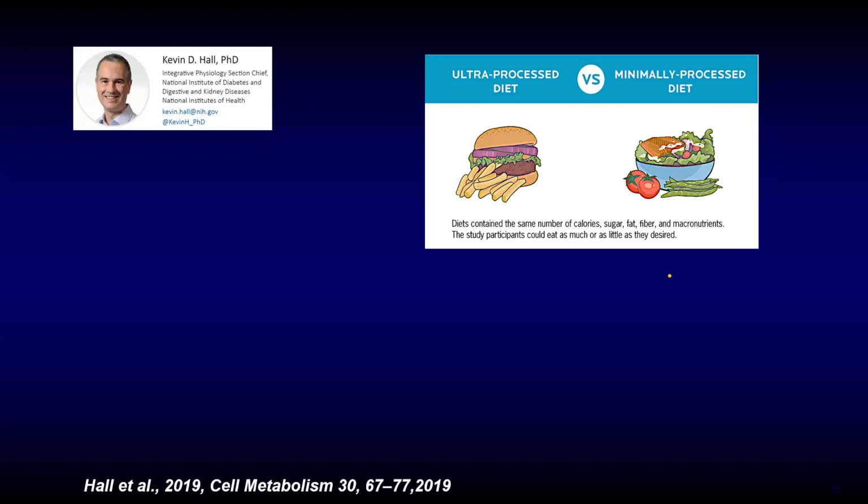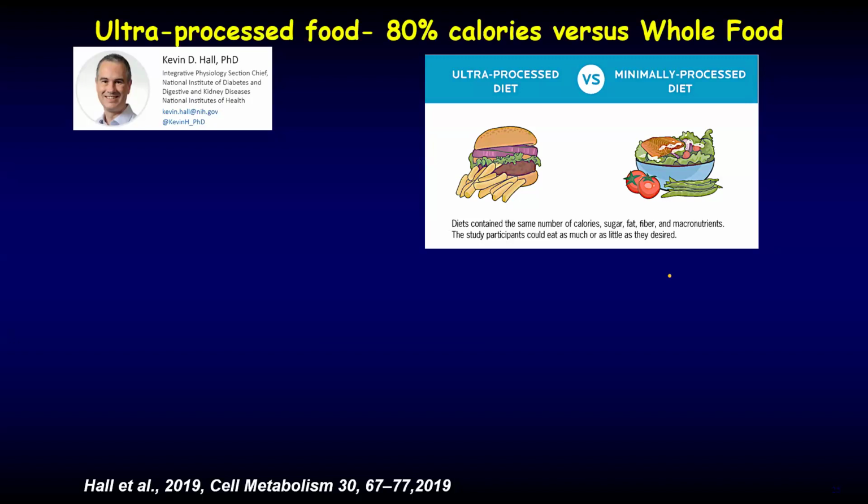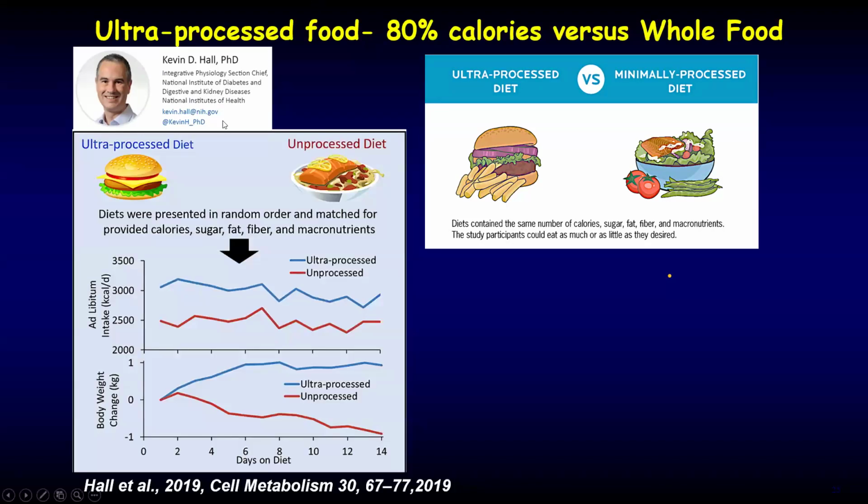So basically, macronutrients are the same, except one group got it from ultra-processed food and the other from whole foods. What you notice here is that within 2 weeks, the ones eating the ultra-processed food version gained 2 pounds. The ones eating whole foods lost 2 pounds. At the end of 2 weeks, there was a 4 pound difference on average between them, although they had exactly the same percent of fats, carbs, and protein.